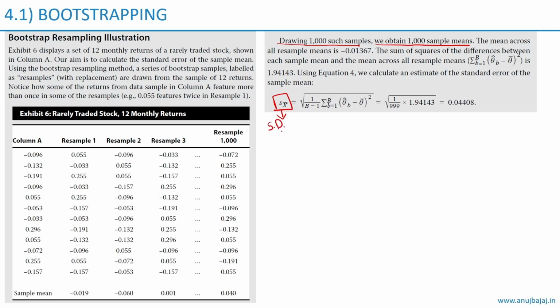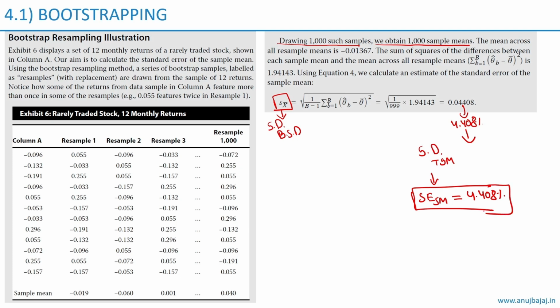That is, we have the standard deviation of the bootstrap sampling distribution, which is 4.408%. This standard deviation of the bootstrap sampling distribution is almost equal to the standard deviation of the true sampling distribution, or the standard error of the sample mean. So we can say that the standard error of the sample mean comes out to be 4.408%. If you remember, the sample mean was negative 1.40%.